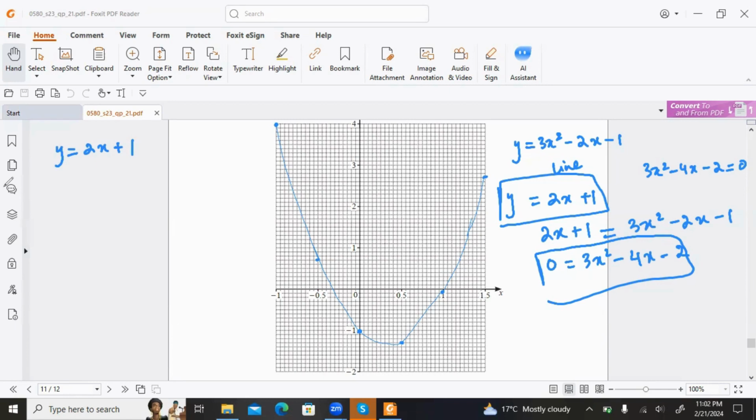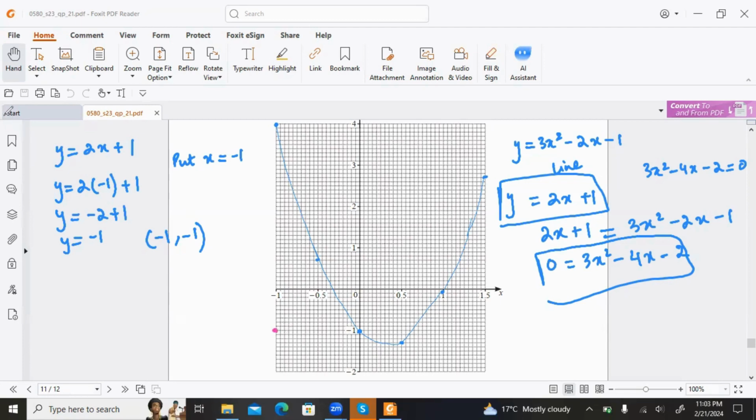So let's just pick basic values. If we put x equals -1, that's going to be y equals 2 times -1 plus 1, which is going to give us -2 plus 1, so y equals -1. So one point is -1, -1. I'm going to use a different color for this. -1, -1. So that's over here.